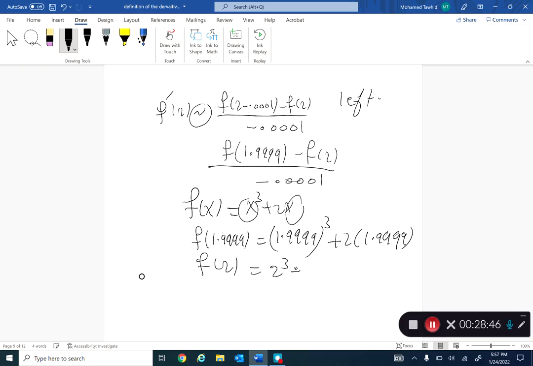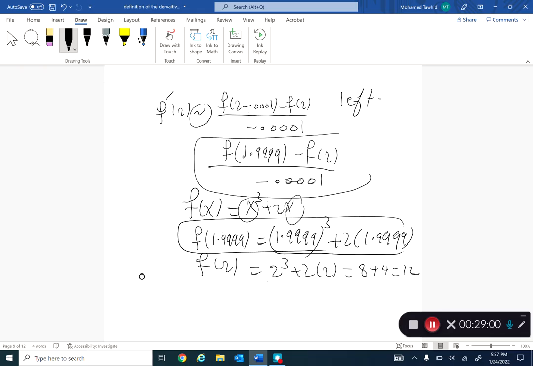And f of 2, we mentioned, let's replace x by 2. So you have 2 cubed plus 2 times 2. What do you have? You have 8 plus 4, you get 12. So I have to use technology to compute this one. If I go back up here, that is almost f prime of 2, right? So for f prime of 2 here, it will be, open a big bracket, just copy from this: 1.99949 to the power 3, plus 2 times 1.99949, right?